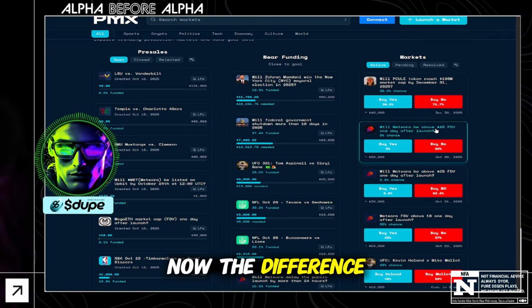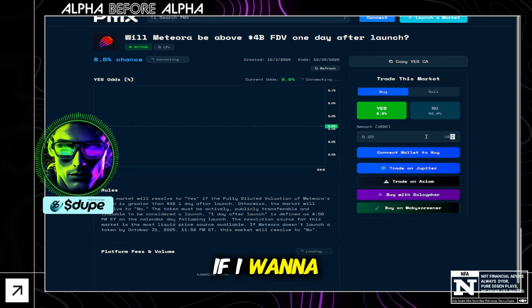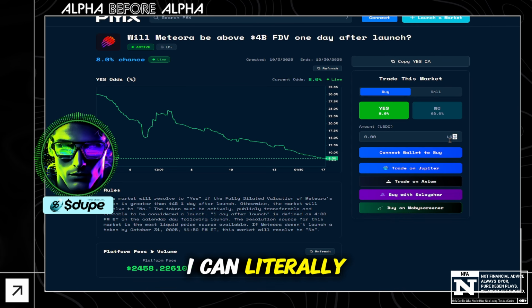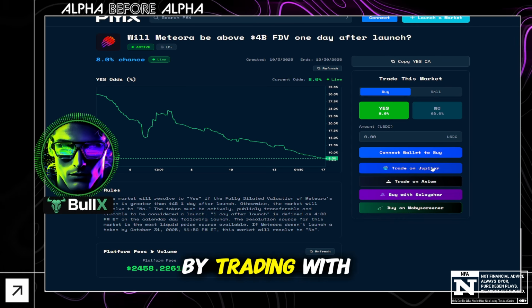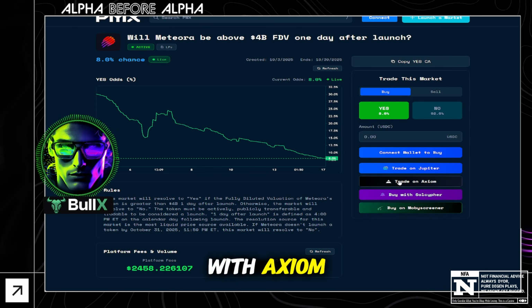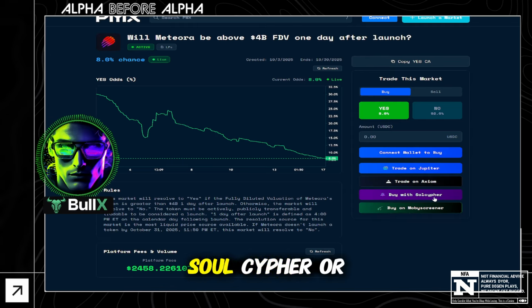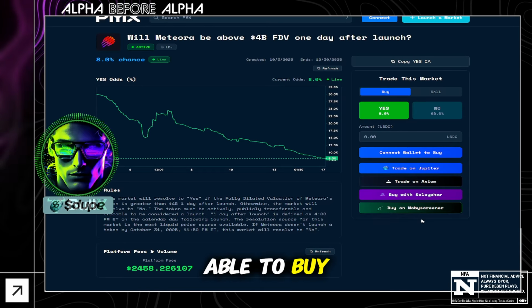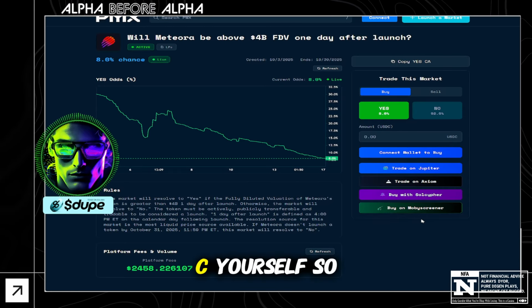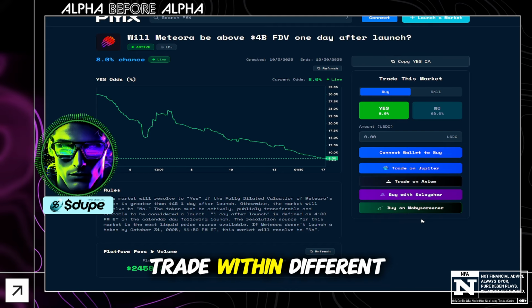Now, the difference is that on this one, if I want to buy this coin, I can literally buy it by either connecting my wallet, by trading with Jupiter, by trading with Axiom, by trading with Solcipher, or by buying it through Mobi Screener. You're going to be able to buy this without having to KYC yourself. So this is going to allow you to trade within different bots.